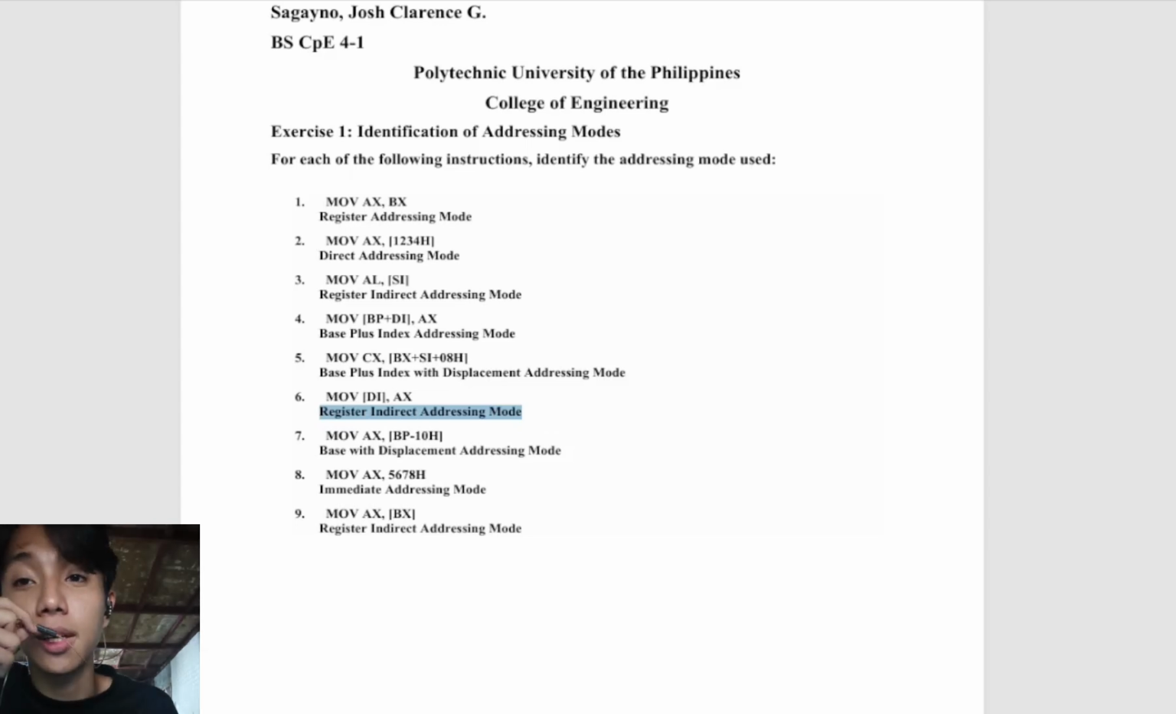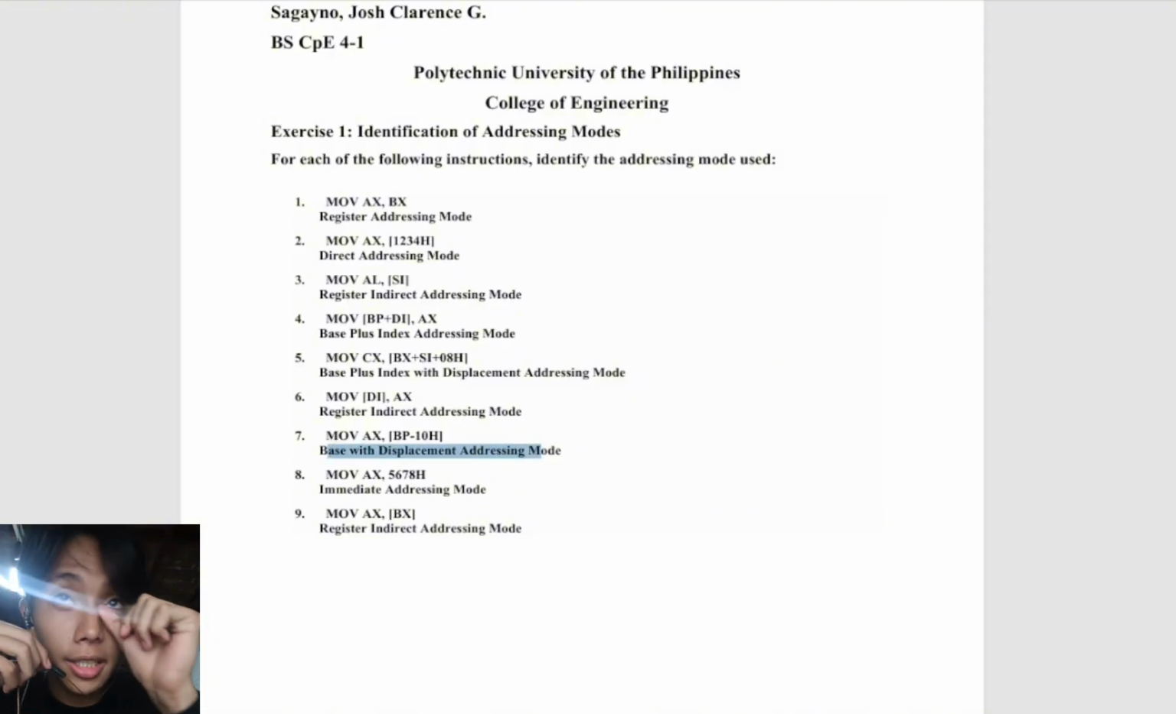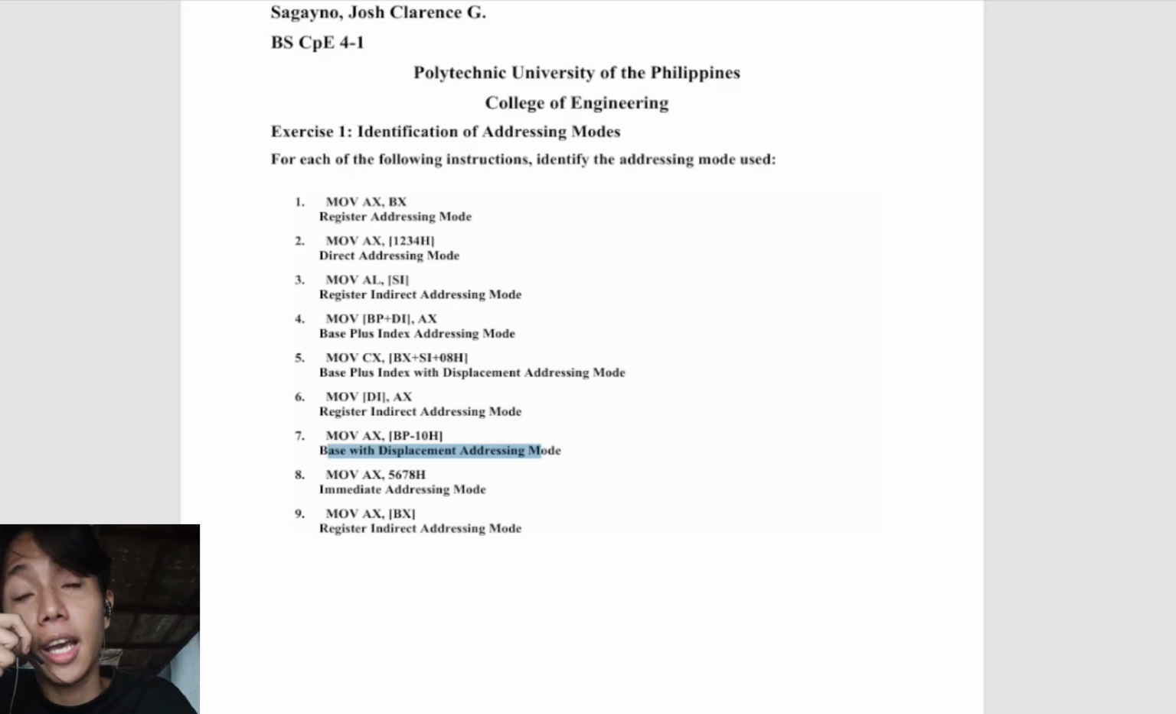So coming to number 7, my answer to this is base with displacement addressing mode instead of base plus index displacement. So why is that? For number 7, BP is the base register and 10H is a small offset or displacement. Then the CPU subtracts 10H from BP to find the memory location. That is why it's base with displacement addressing mode. This is common when accessing local variables in the stack.